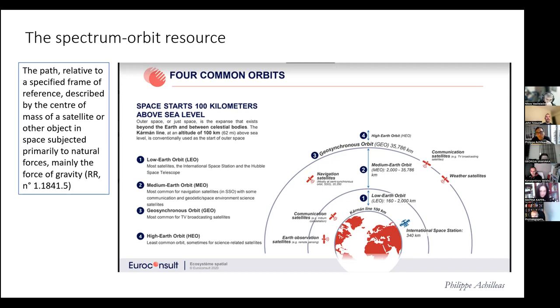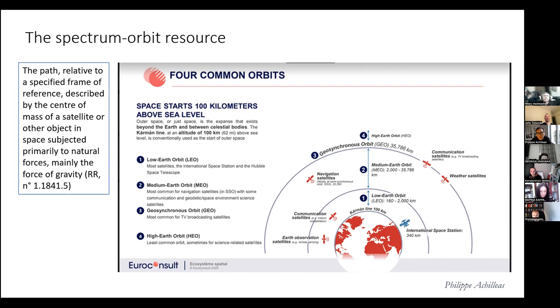But if you want to provide high-speed connectivity, the orbit located at 36,000 kilometers from the Earth is not the good one, because there is a time delay between the time the information is sent to the satellite and the time the information is received on Earth. So for providing high-speed communications, you need to use medium Earth orbit or even low Earth orbit. The orbits are closer to the Earth.